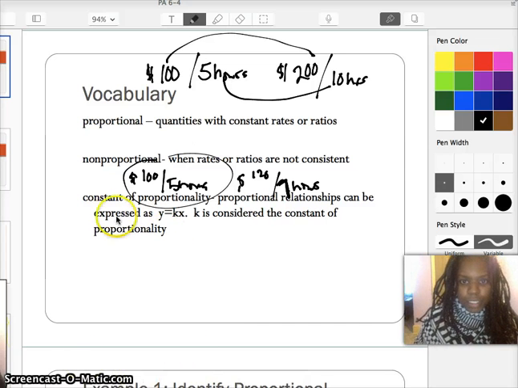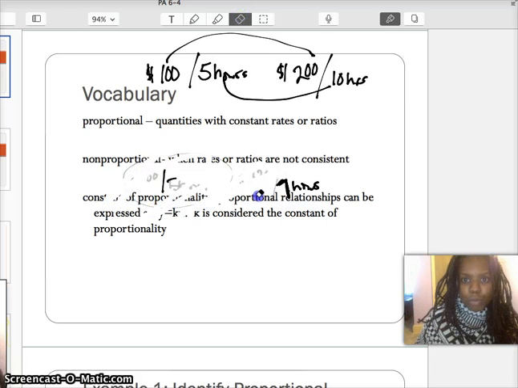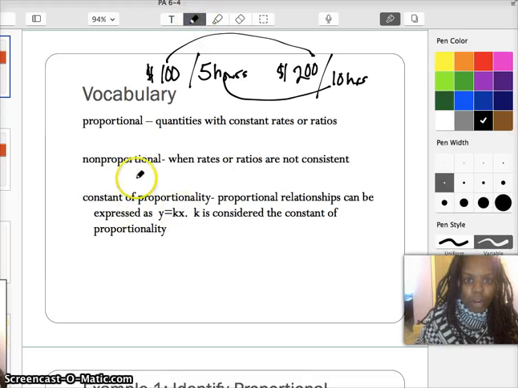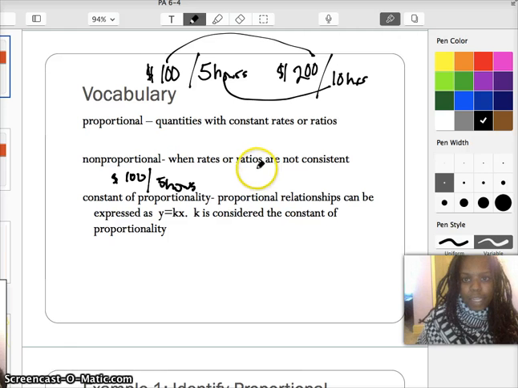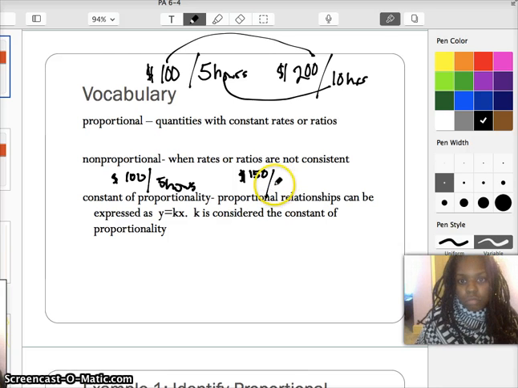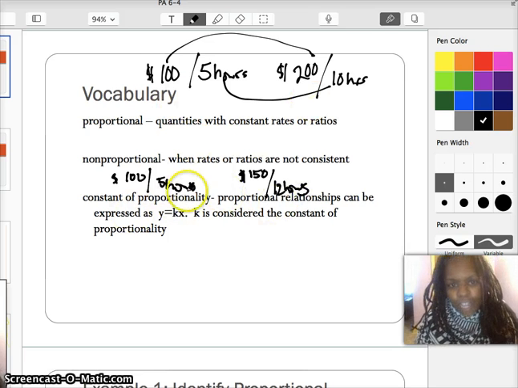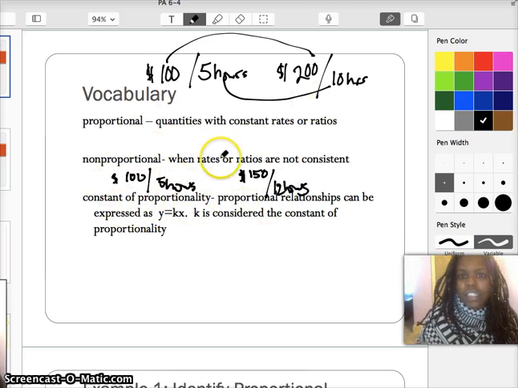Non-proportional is a little bit different. Let's say you get paid your $100 for 5 hours of work, and then you get paid, I don't know, $150 for 12 hours of work. It's not just that it's unfair, but it's not consistent in terms of the rate.